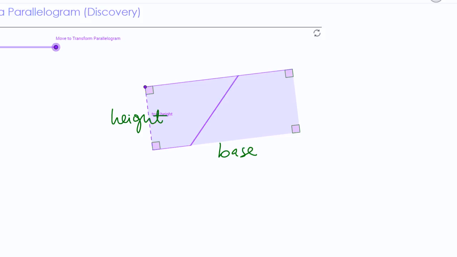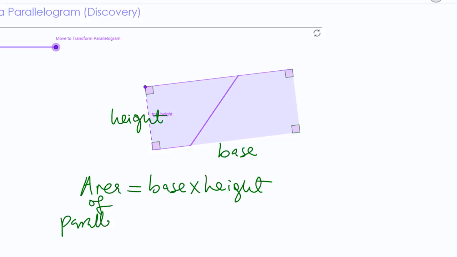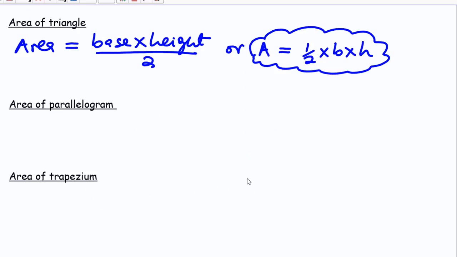All right? And the new shape that we have here is a rectangle. And we know that area of a rectangle is equal to base times height, which means that area of a parallelogram is given by base multiplied by height. So we go back to our notes and say that the area of a parallelogram is given by base multiplied by height.